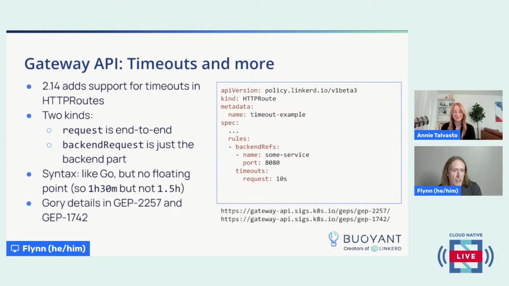The gory details of all of this, and let me tell you, some of the details are very gory indeed, are in Gateway Enhancement Proposals 1742 and 2257. 1742 talks about the syntax of the timeout stanza, and 2257 talks about the details of the syntax of the thing that you put in as a timeout. And there are links there. If you have a really unbreakable case of insomnia some night and you really want to read something that will put you to sleep.